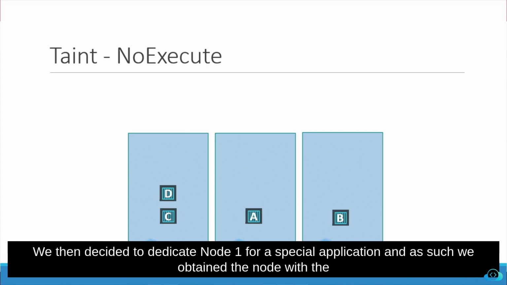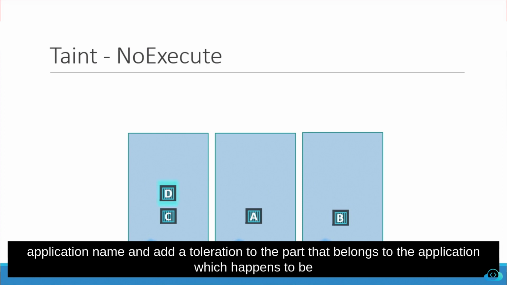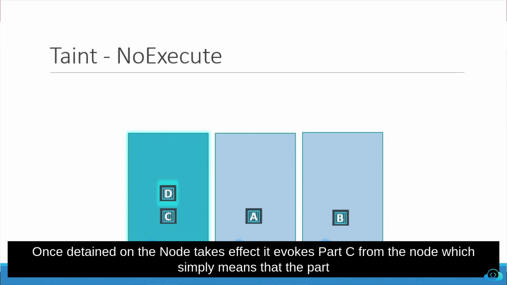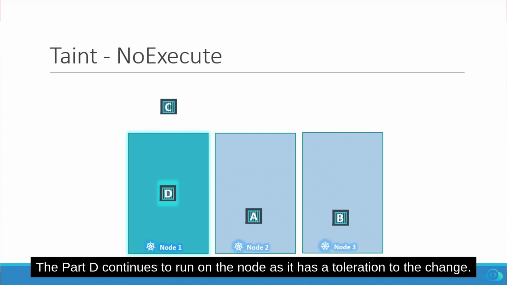We then decided to dedicate node 1 for a special application, and as such, we taint the node with the application name and add a toleration to the pod that belongs to the application, which happens to be pod D in this case. While tainting the node, we set the taint effect to NoExecute, and as such, once the taint on the node takes effect, it evicts pod C from the node, which simply means that the pod is killed. The pod D continues to run on the node as it has a toleration to the taint blue.